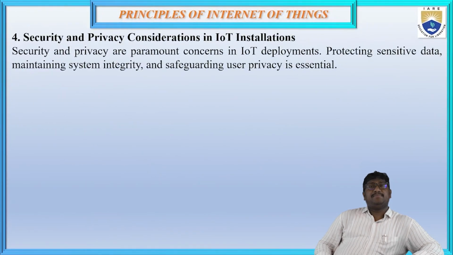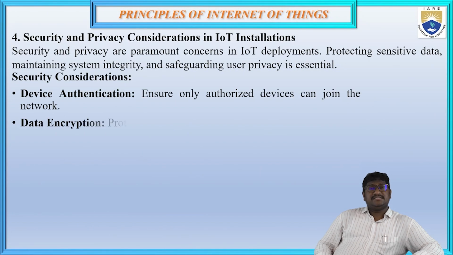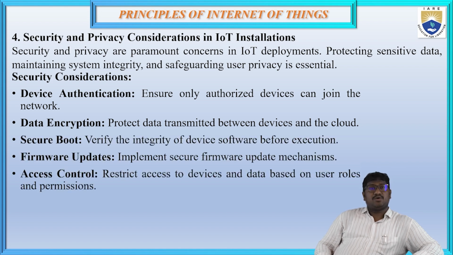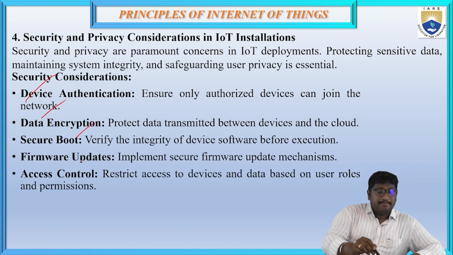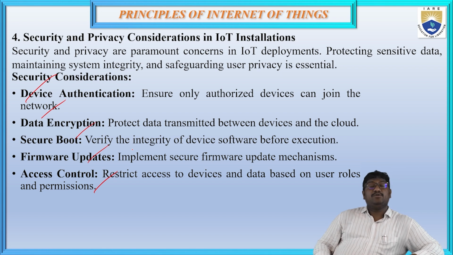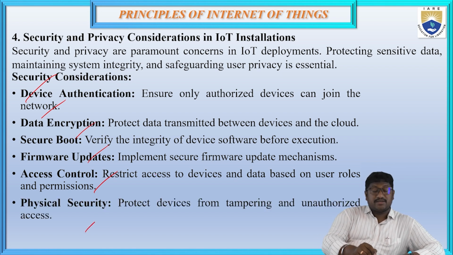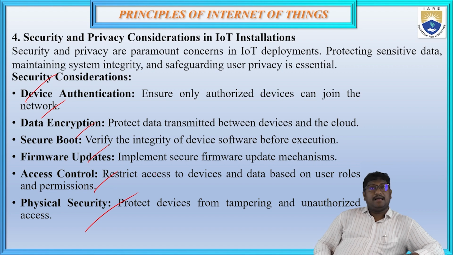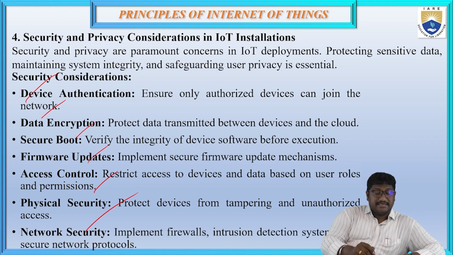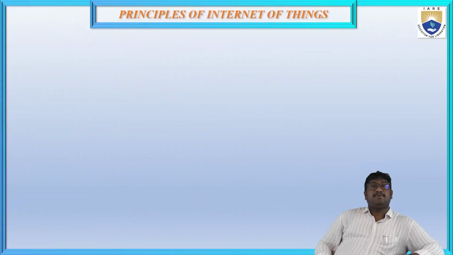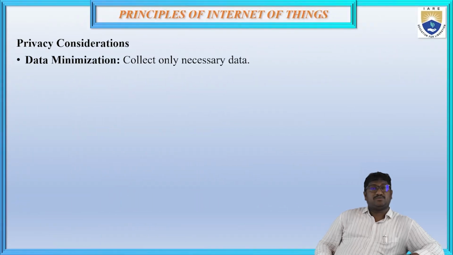Coming to security and privacy considerations. Security: device authentication, data encryption, security updates for firmware, access controls, all these factors play a major role in security. We need to authorize the person who should use the data. You need to provide physical security for the devices which are kept for installation purposes. We need to give network security as well, and firewalls have to be provided. These are the various factors which have to be considered.